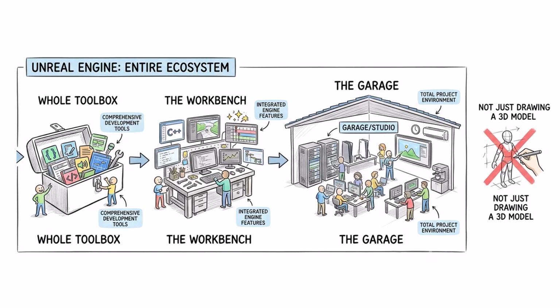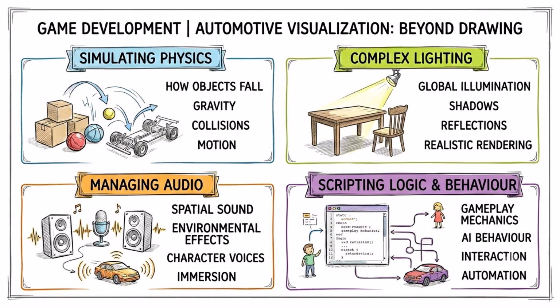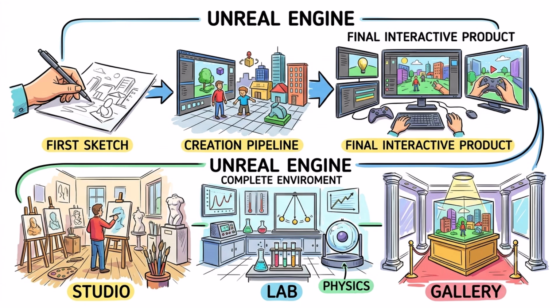So it's not just about drawing a 3D model. If you're doing game development or automotive visualization, you aren't just drawing. You're simulating physics. How does an object fall? You're handling incredibly complex lighting. You're managing audio. You're scripting logic and behavior. Comprehensive means it handles the entire pipeline of creation, from the first sketch to the final interactive product. It's a complete environment. It's the difference between buying a set of paints and buying an entire art studio that also just happens to have a physics lab attached to it. It's the studio, the lab, and the gallery all in one package.